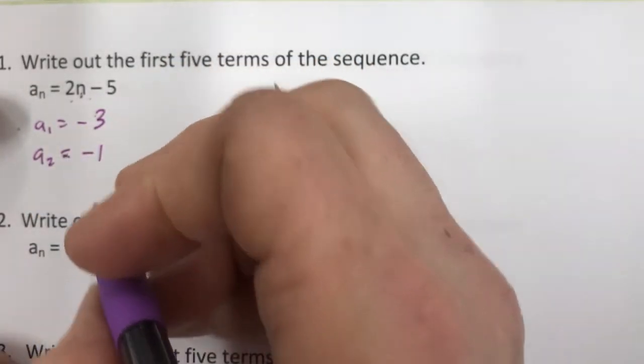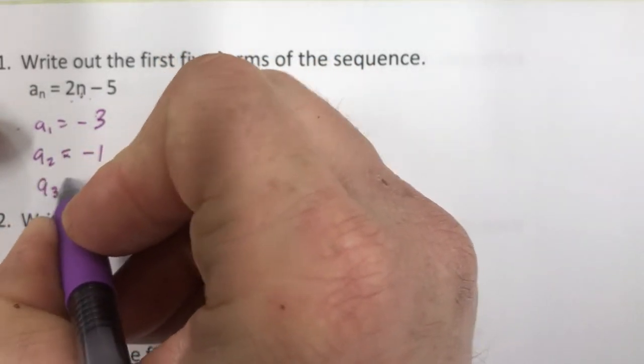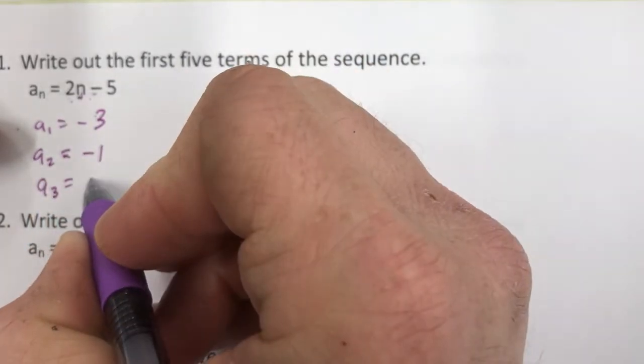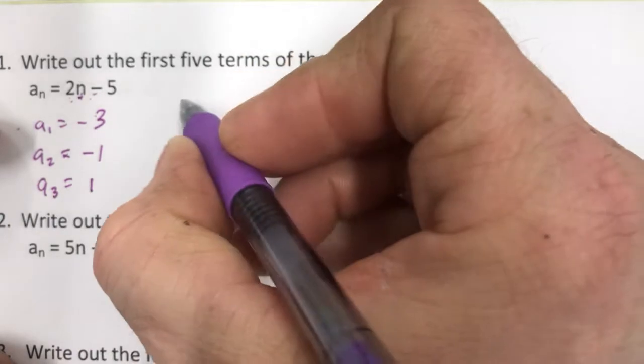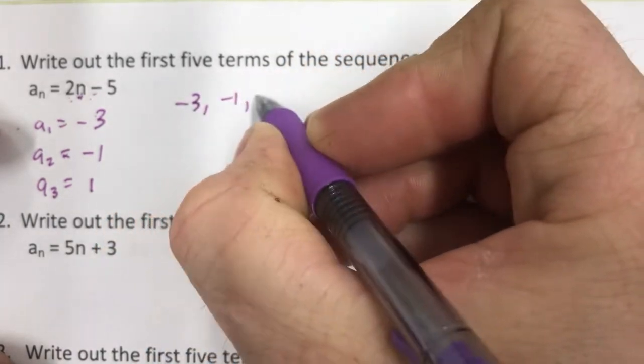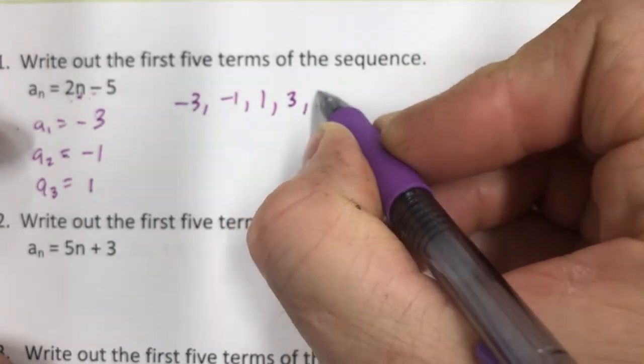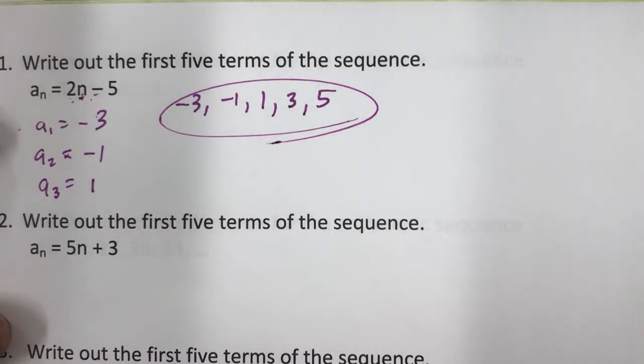The second term, I just put 2 in. 2 times 2 is 4. Minus 5 would be negative 1. The third term, I put 3 in. 2 times 3 is 6. Minus 5 would be positive 1. And you can see negative 3, negative 1, 1. It's going up 2 each time. So this would be 3, and this would be 5. And there's my first 5 terms of the sequence.